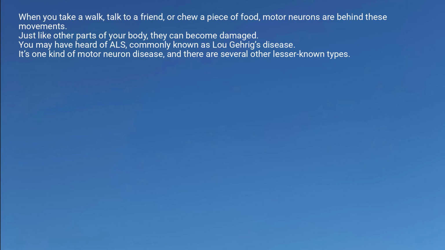When you take a walk, talk to a friend, or chew a piece of food, motor neurons are behind these movements. Just like other parts of your body, they can become damaged. You may have heard of ALS, commonly known as Lou Gehrig's disease. It's one kind of motor neuron disease, and there are several other lesser-known types.